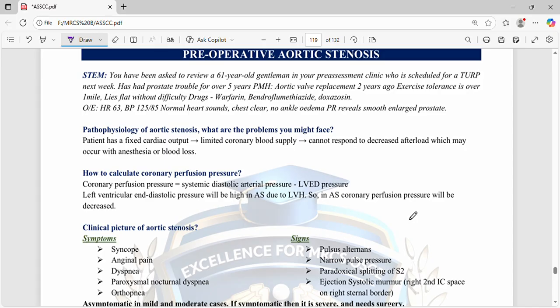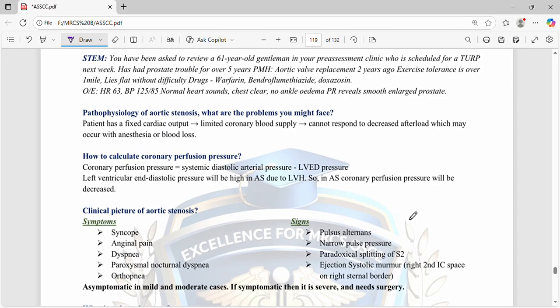So how to calculate coronary perfusion pressure? Coronary perfusion pressure is systemic diastolic arterial pressure minus left ventricular end diastolic pressure. So this will be your coronary perfusion pressure. Left ventricular end diastolic pressure will be high in aortic stenosis due to left ventricular hypertrophy. So in aortic stenosis, coronary perfusion pressure will be decreased.